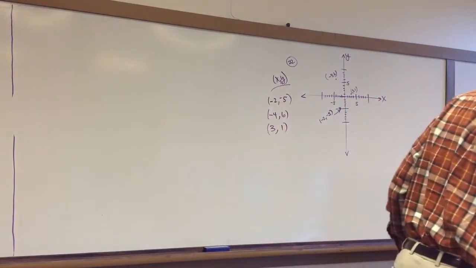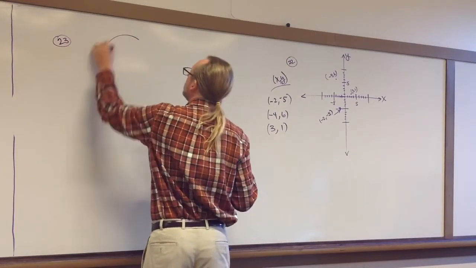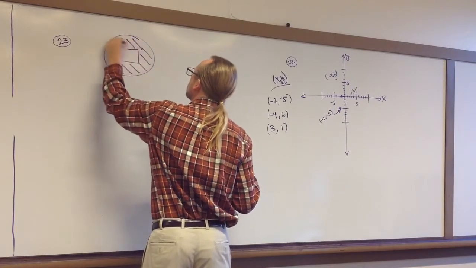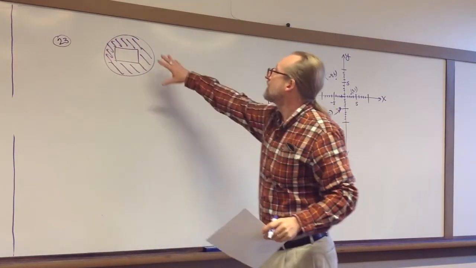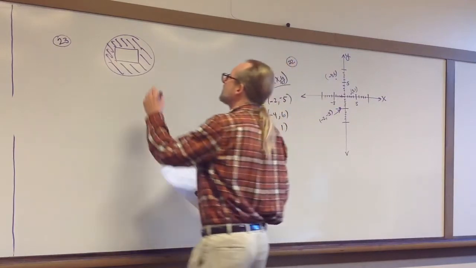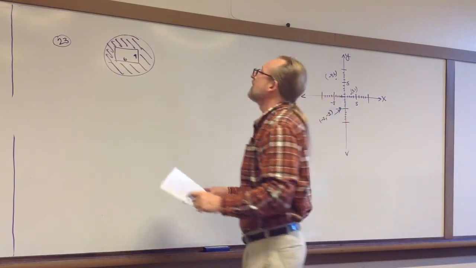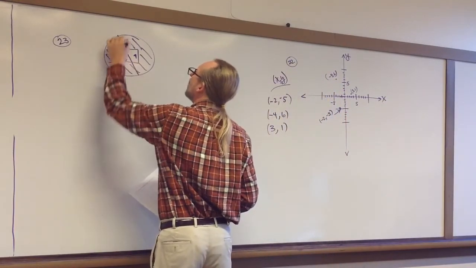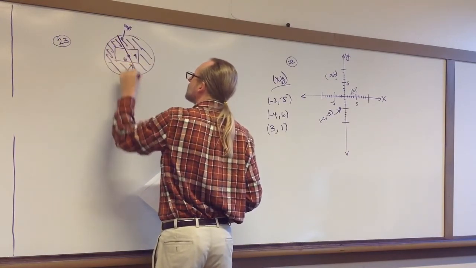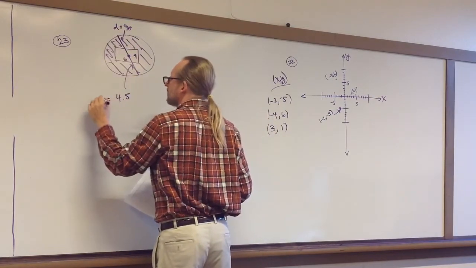Let's look at problem 23 here. We have a rectangle cut out of a circle. The shaded portion is what's left in the circle after you cut that rectangle out. The rectangle is 4 by 6 inches, and the circle has a diameter of 9 inches, which says that the radius, which is what we need to calculate the area, is going to be 4.5 inches.